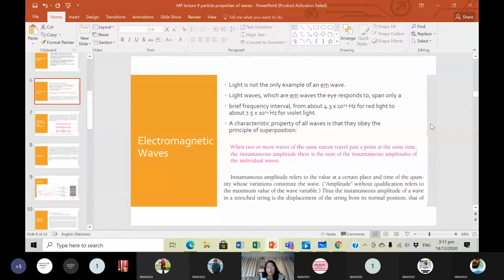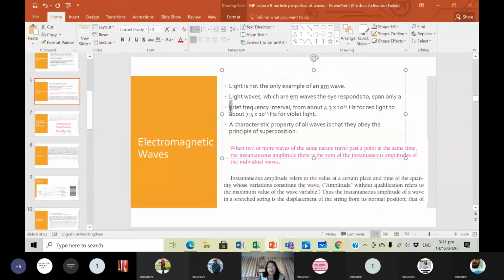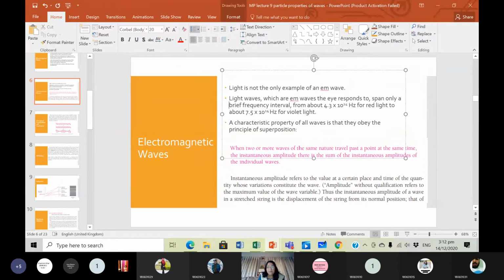Basically, we have also the electromagnetic waves. The electromagnetic waves have a wide spectrum of frequencies. Okay? They have a wide range of frequencies and wavelengths. So basically from about 4.3 times 10 raised to power 14 hertz for red light. This is we're talking about light waves. And 7.5 times 10 raised to power 14 hertz for violet light. Okay? So violet and red light are the opposite ends of the spectrum for the light waves. Okay? This is the lowest frequency and this is the highest frequency.